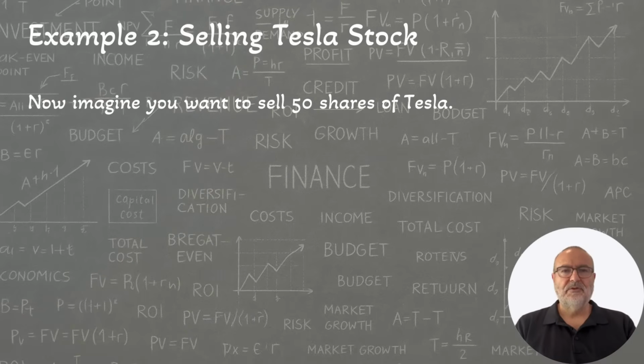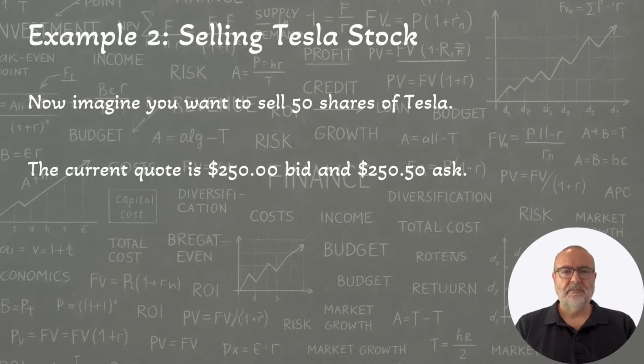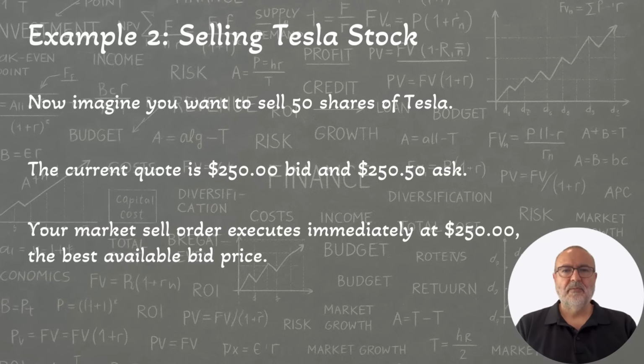Now imagine you want to sell 50 shares of Tesla. The current quote is $250 bid and $250.50 ask. Your market sell order executes immediately at $250, the best available bid price.